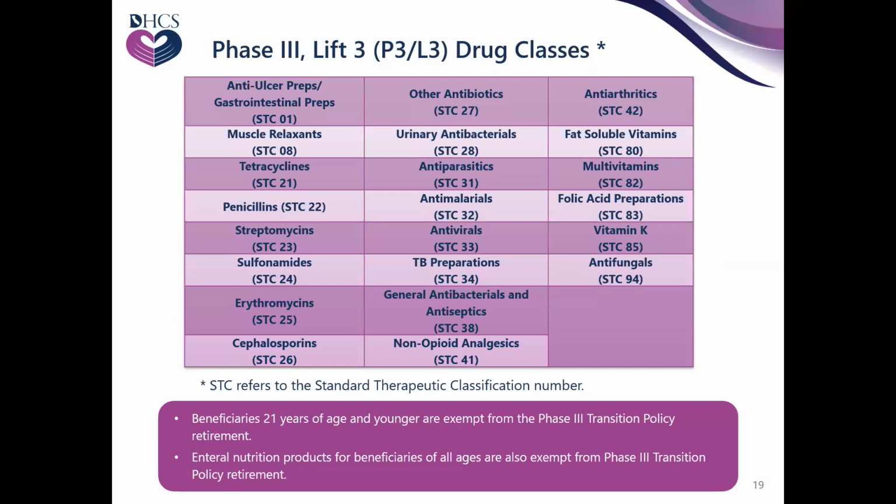This slide lists the 22 STCs which were impacted by the implementation of Phase 3 Transition Lift 3, which began May 19th. Similar to the previous lifts, PA requirements for the STCs in Lift 3 will apply to beneficiaries 22 years of age and older that are receiving medication through the transition policy due to historical claims data. Please note, PAs for prescriptions for beneficiaries 21 years and younger, as well as PA requests for enteral nutrition products for beneficiaries of all ages are not accepted at this time, as they are exempt from the Phase 3 retirement of the transition policy.